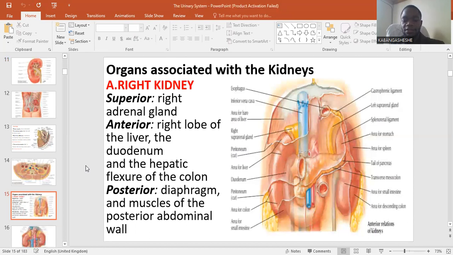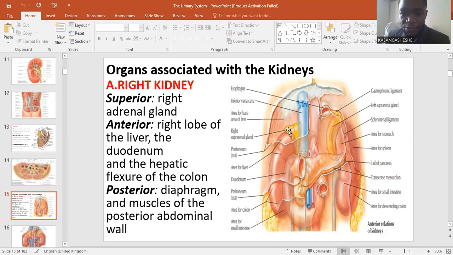So let's look at organs associated with the kidneys. We'll start with the right kidney. Superiorly, we see the suprarenal gland, the right suprarenal gland there. Then anteriorly is the right lobe of the liver. So this is the liver here. This is the position of the right lobe. The left lobe will be somewhere here.